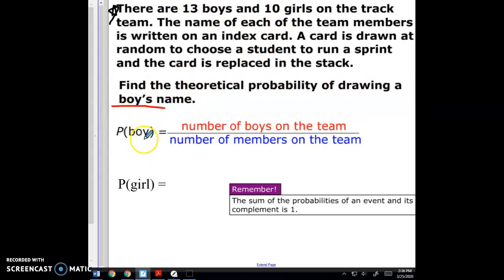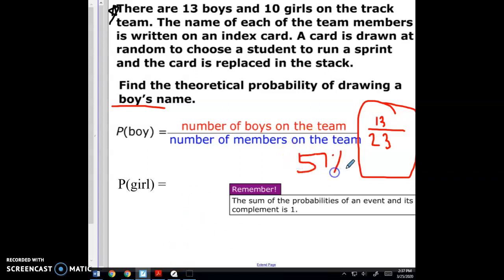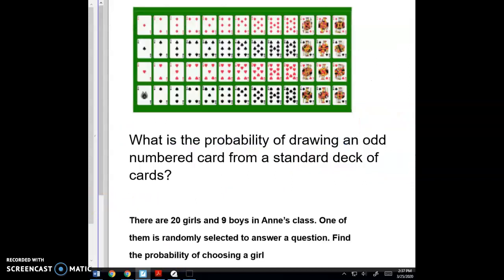So probability of boy would be how many boys there are, 13, out of the total number of members on the team, not boys over girls, boys to total members. Well, if there's 13 boys and 10 girls, there's 23 kids on that team. So the probability is 13 out of 23. 13 divided by 23 is 57% if you round it. A little over half. Okay? All right. Next one and the last one.